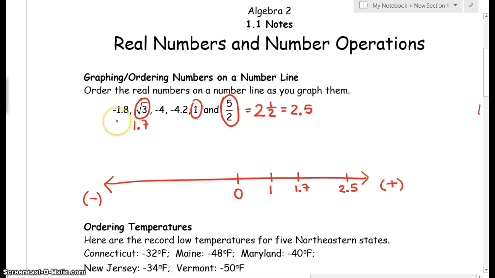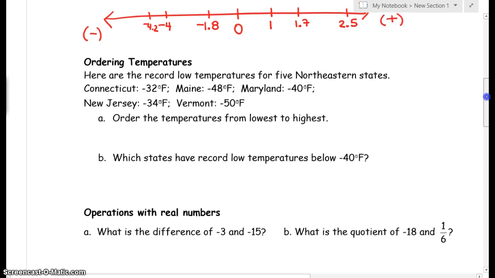Negative 1.8 will be first, but it's negative, so it's actually a bigger number, which is crazy. And after that would be negative 4, and then going further out, it would be negative 4.2. So those are the order in which we would order our number line. All right, give yourself a hand because you did awesome. Let's go on to the next part.